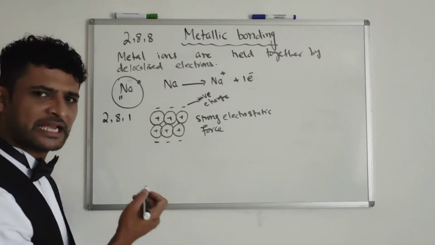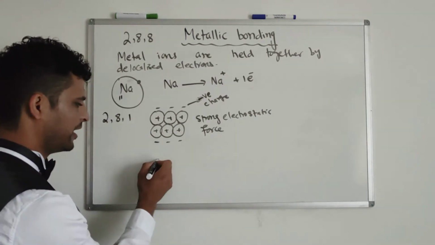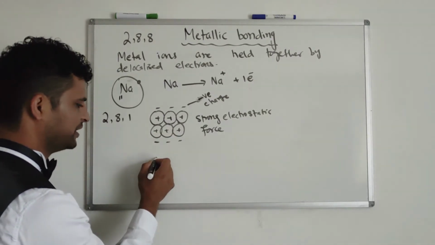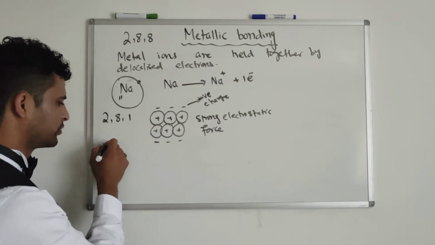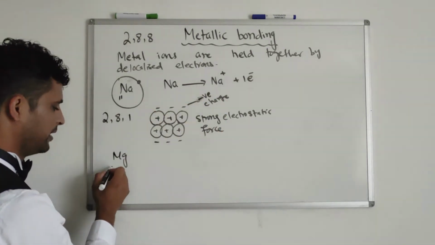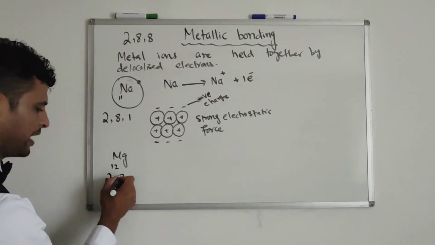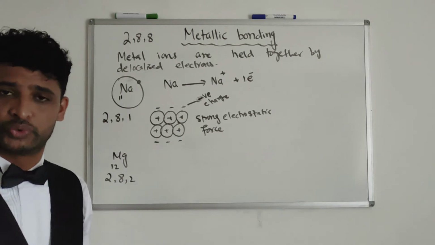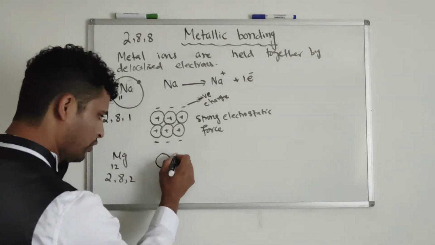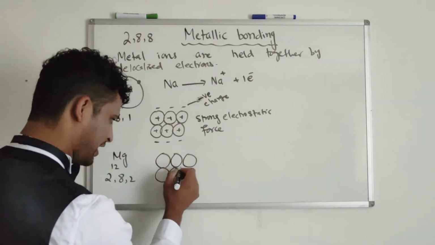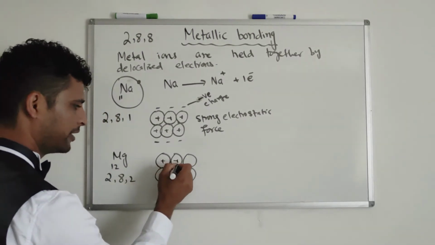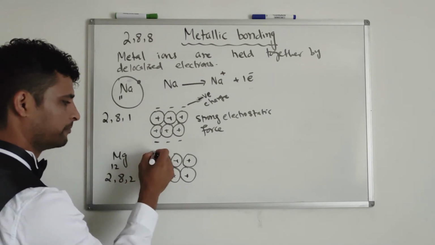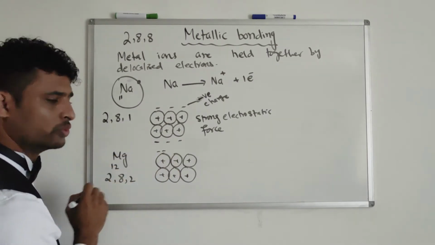Now you need to understand what happens if, for example, this is sodium, what if you have magnesium? Magnesium belongs to the second column of the periodic table. Its atomic number is 12, so 2, 8 and 2 means it has 2 electrons in the outer shell. It will still lose those 2 electrons to make a positive ion. All the metals make positive ions anyway. This time each metal ion will lose 2 electrons.